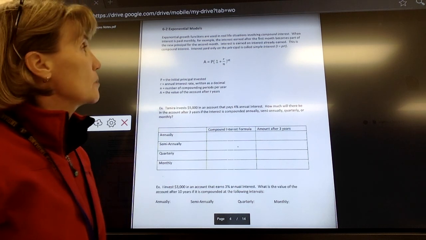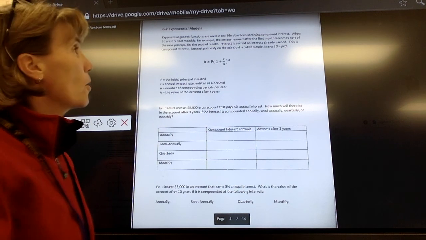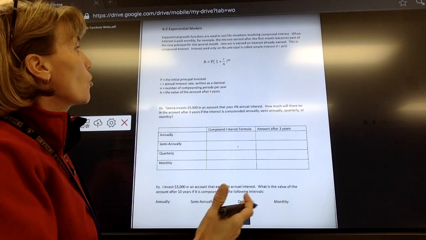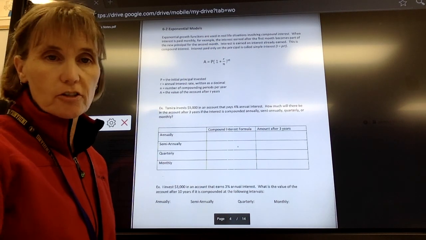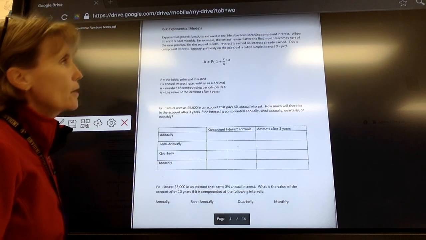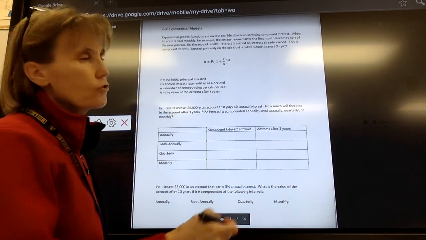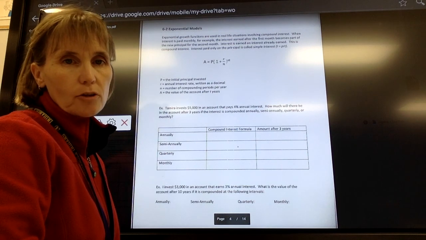Okay, when interest is paid monthly, for example, the interest earned after the first month becomes part of the new principal for the next month. Interest is then earned on the interest that you just earned. Okay, this is compound interest. Interest paid only on the principal is called simple interest. You might have used this formula I equals P times R times T in Algebra 1.